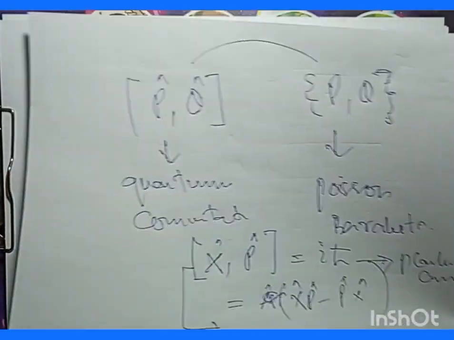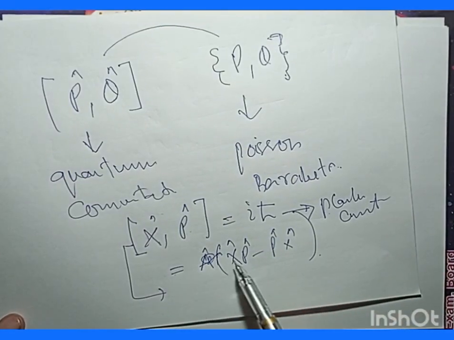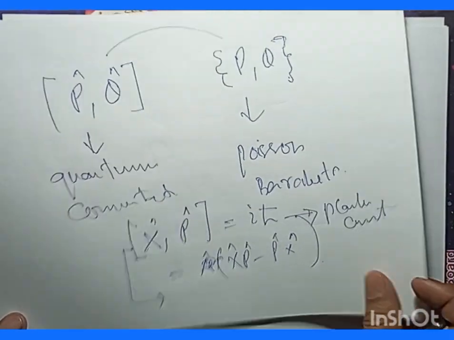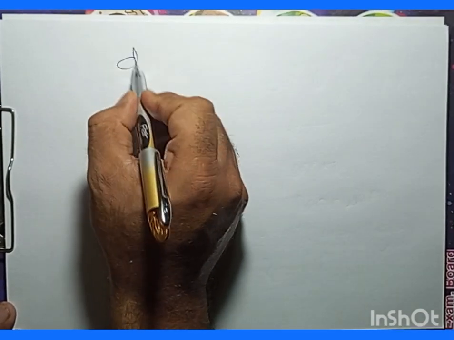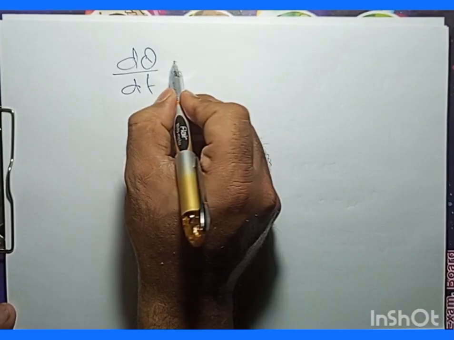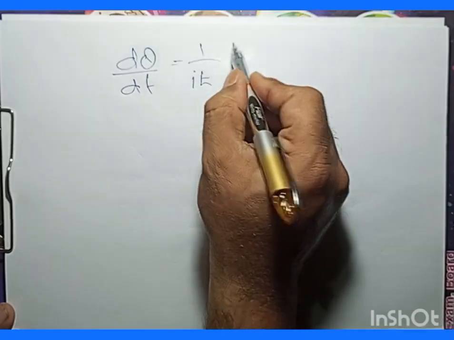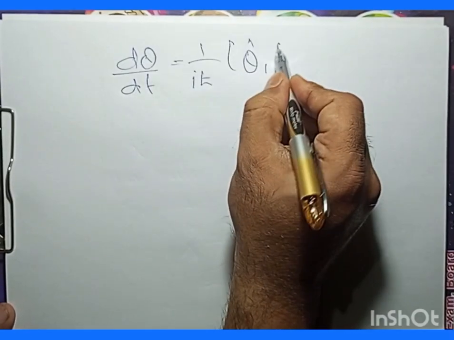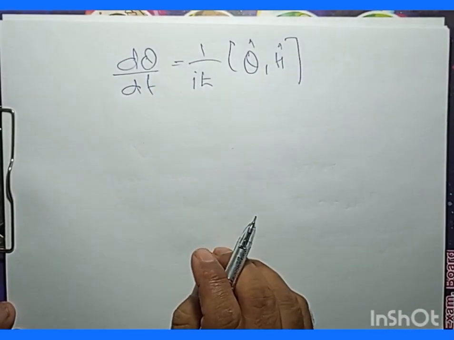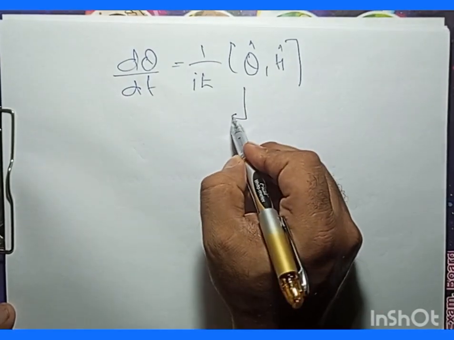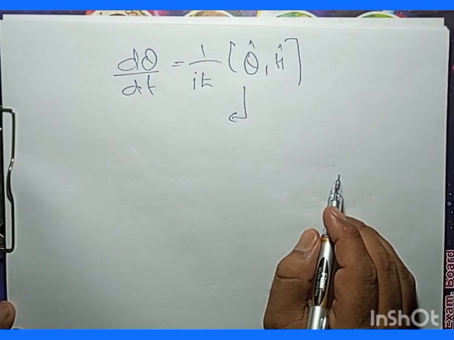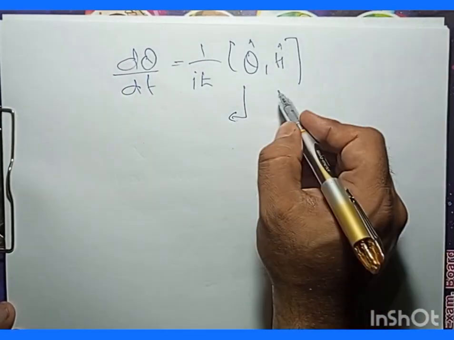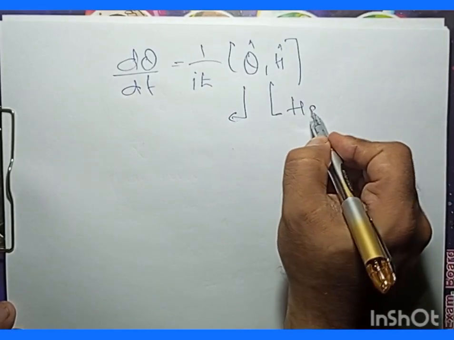And then corresponding to this commutator equation, we have the equation of motion. What is that? That's dq by dt is 1 by i h cross, say q and h being two operators. Now this q can be any of the operators, and this h is the Hamiltonian operator.